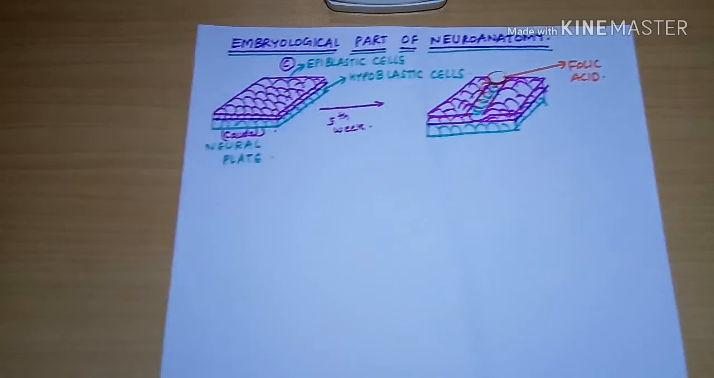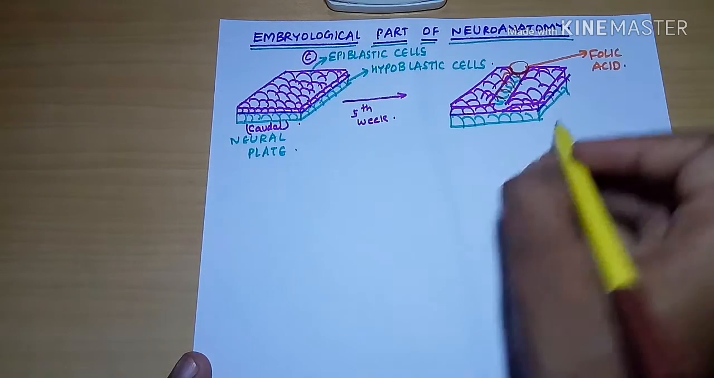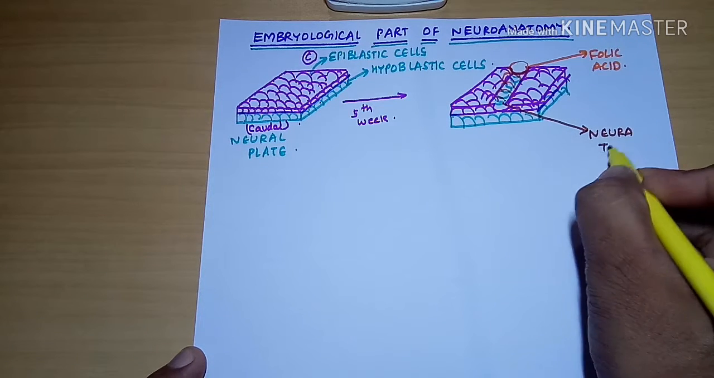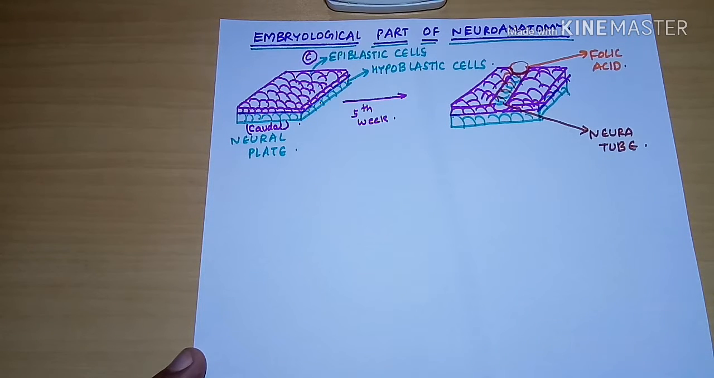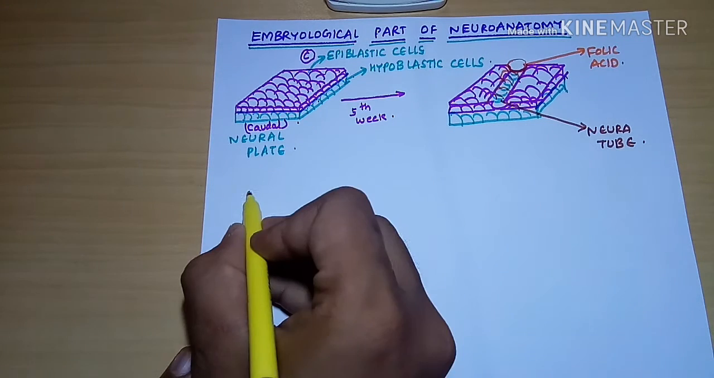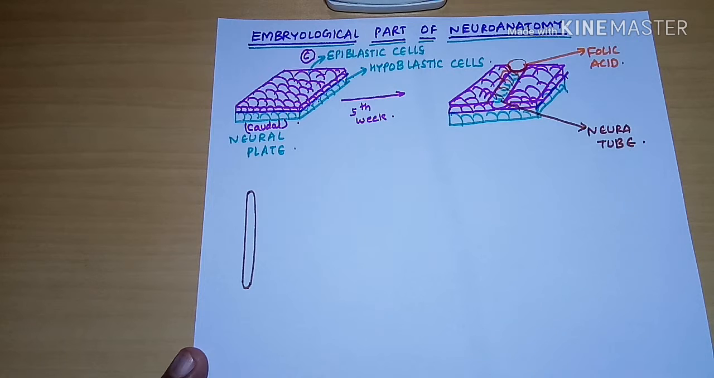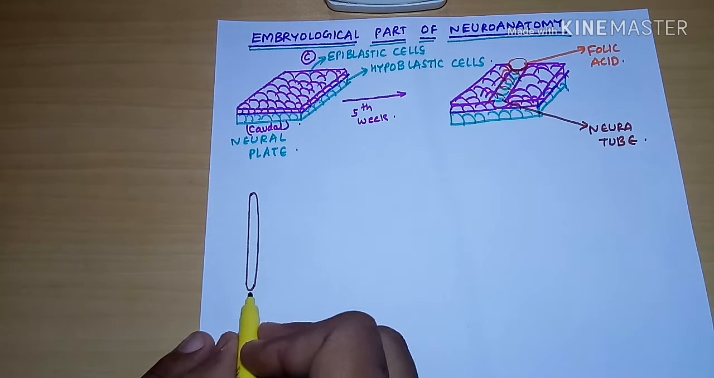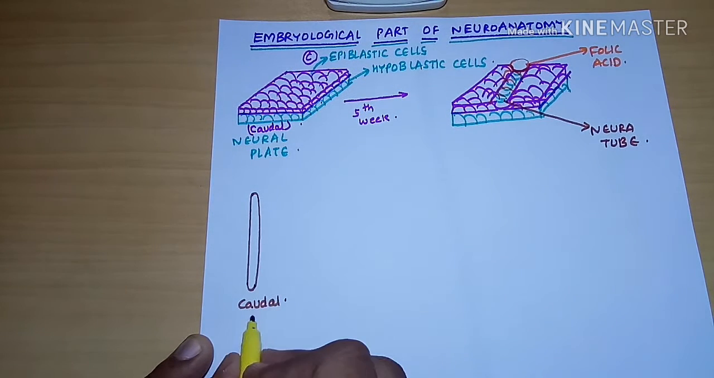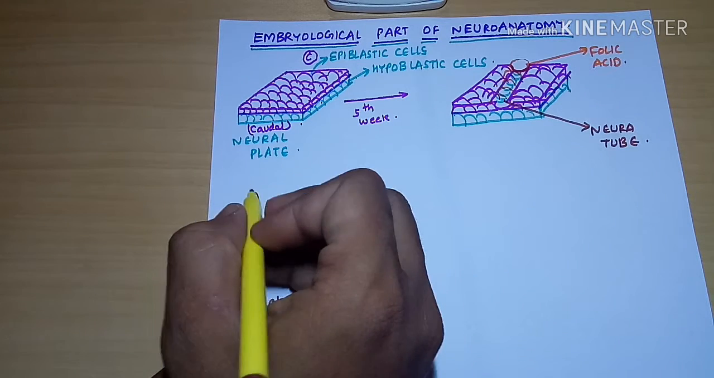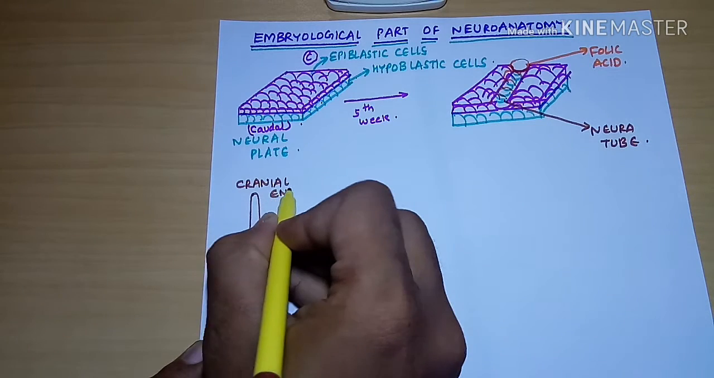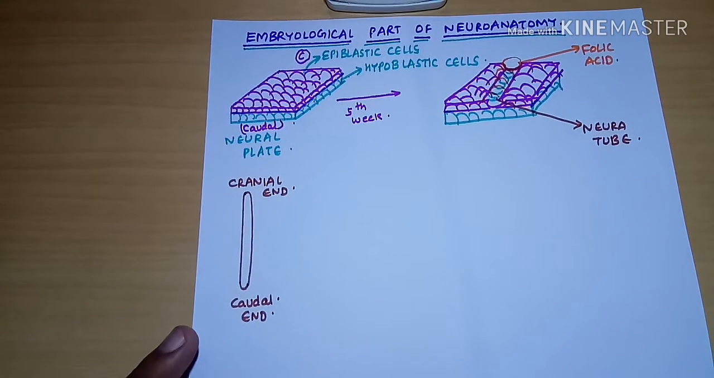So in the 5th week of the development, the neural tube is formed. This structure is the neural tube, which is formed by the merging of the epiblastic cells. This end of the neural tube is the caudal end, and this end of the neural tube is the cranial end.